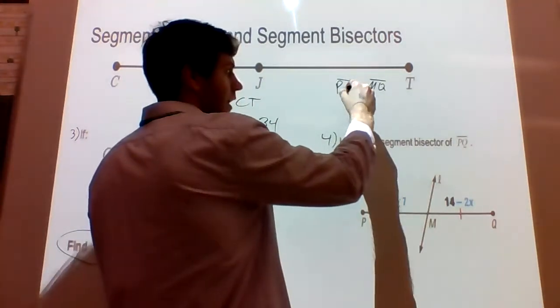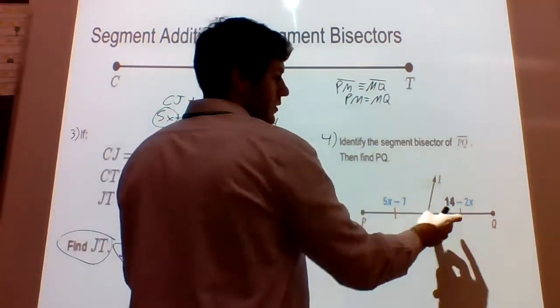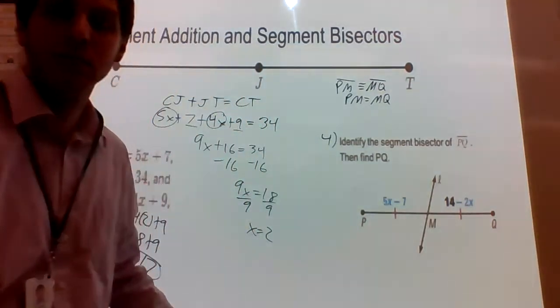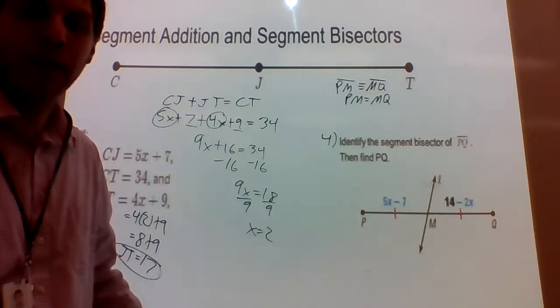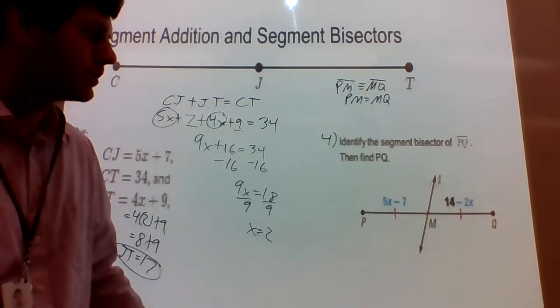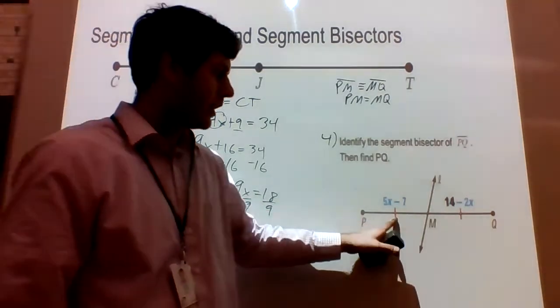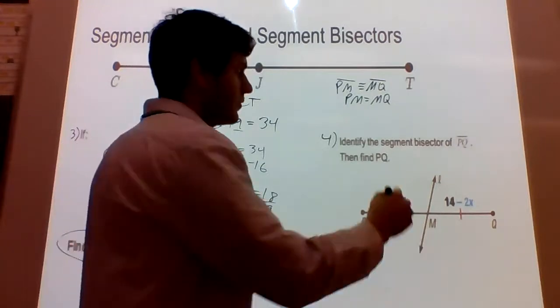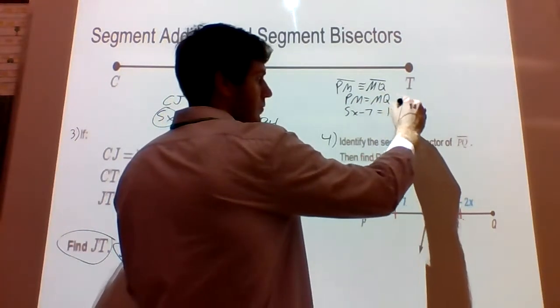Which means PM is equal to MQ. So these 2 segments are congruent. The bisector, line L, splits the segment PQ in half into 2 congruent segments, PM and MQ. Since those segments are congruent, we know they are equal to each other. So the length of PM is 5x minus 7. The length of MQ is 14 minus 2x.